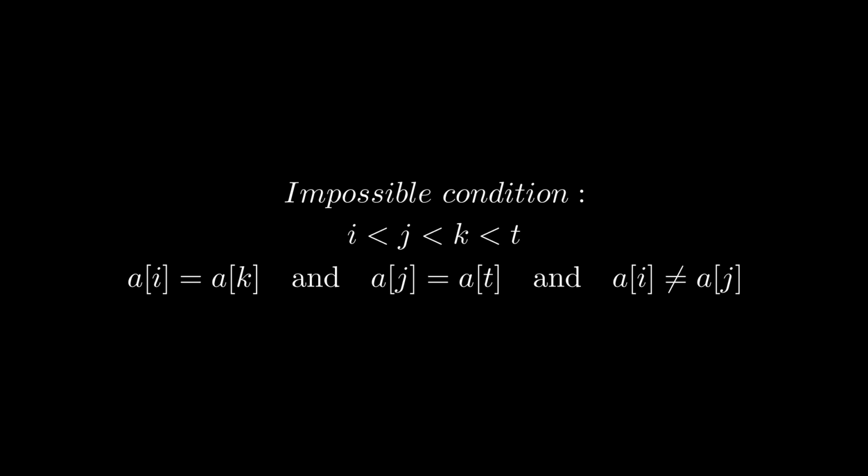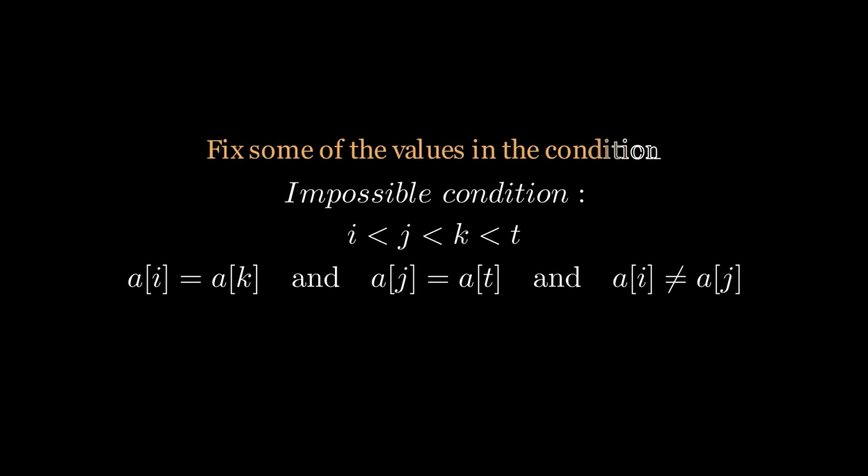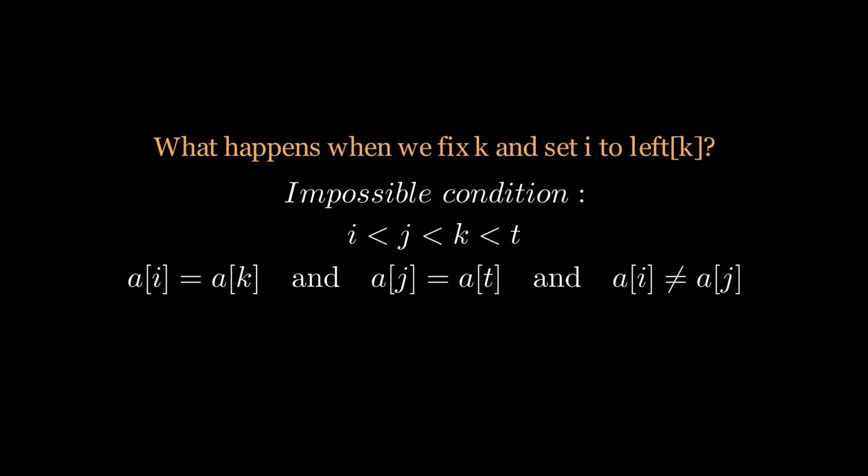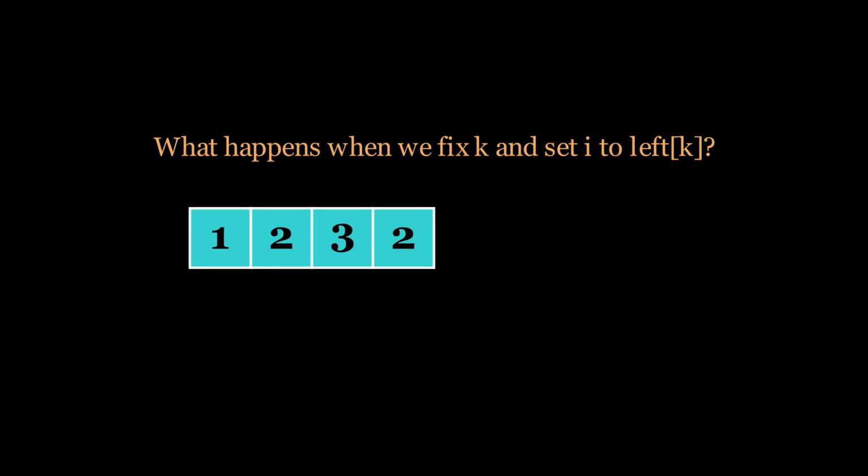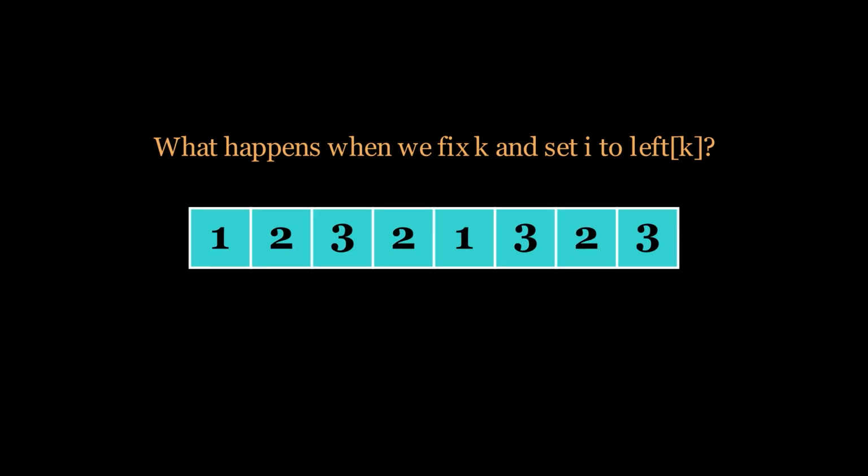Now let's look at the impossible condition again. Can we try to fix some values? Try yourself first. Let's try to fix k and set i to left_k. Now look at the array on the screen. Say the fixed k is at index 5, so left 5 would be 2. For i equals 2, what is the first index in which the impossible condition from before is true?